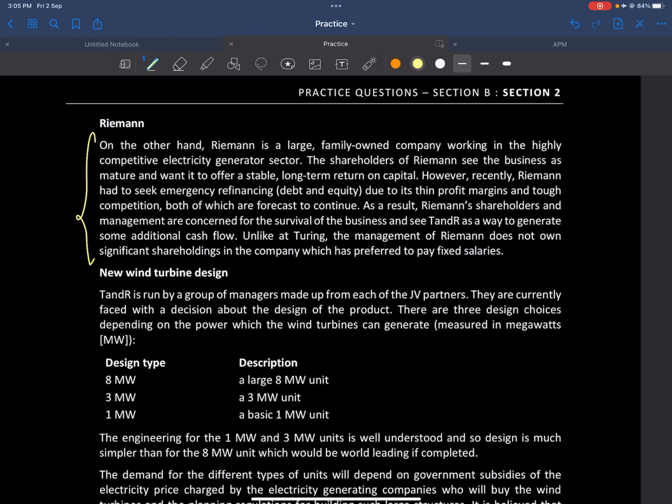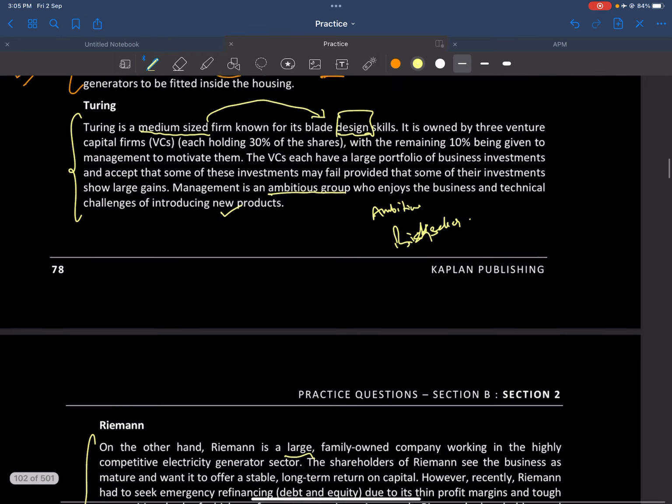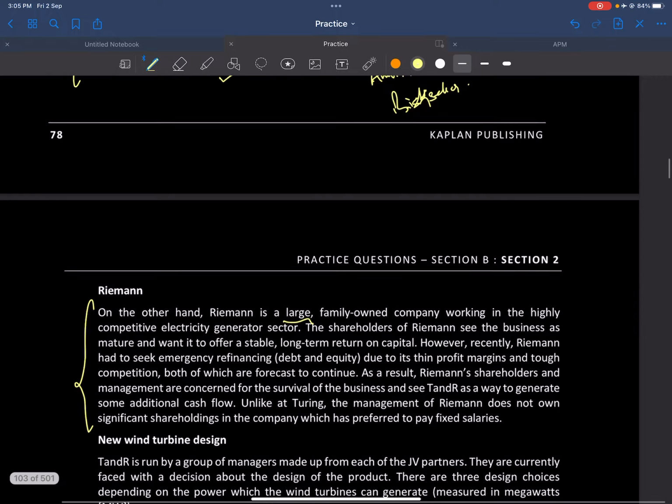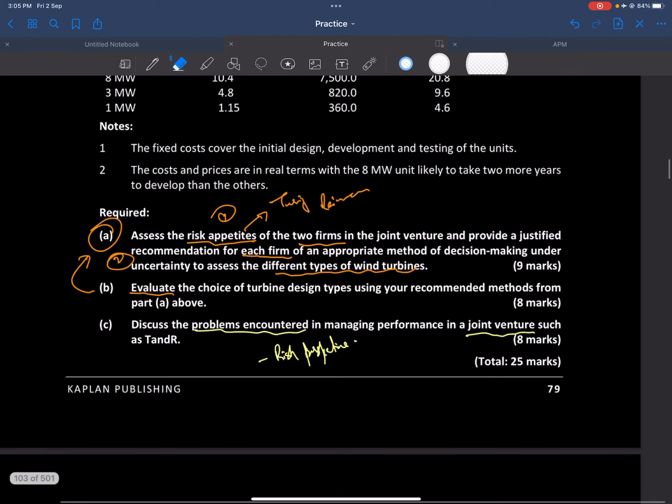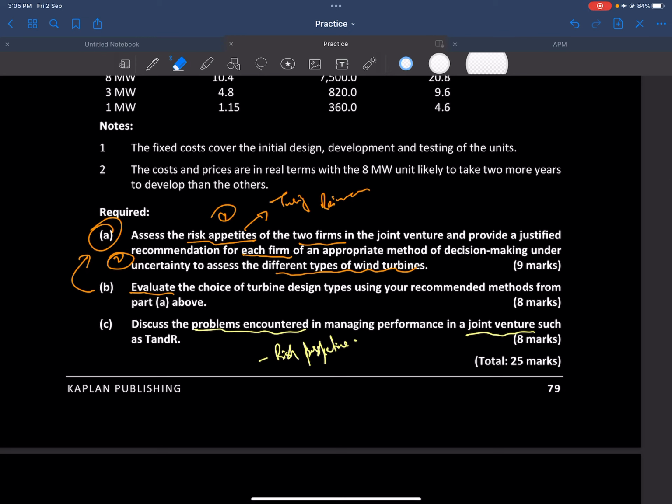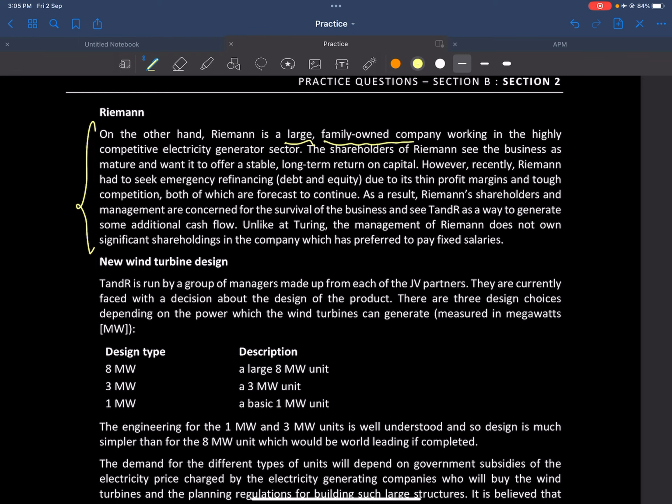Raymond, on the other hand, is large. It's not medium size. So we could talk about decision making capability. Since it's large, a decision at Raymond itself is very hard, let's say it takes a lot of time. And it's family owned, so they have a profit conscious, risk averse kind of attitude, I guess. Let's see what the scenario is.